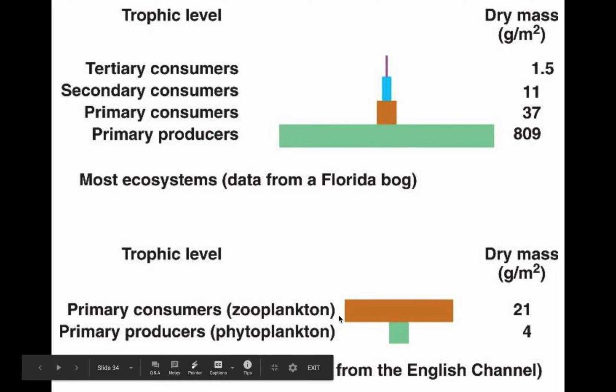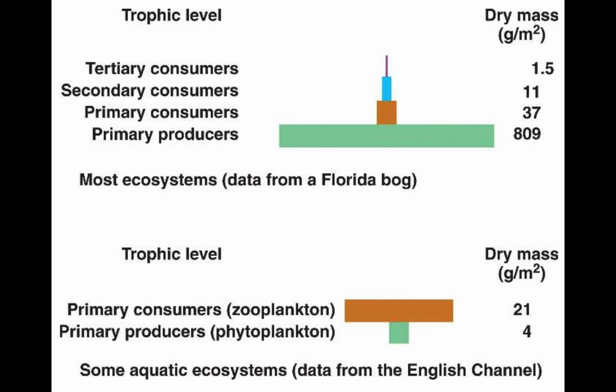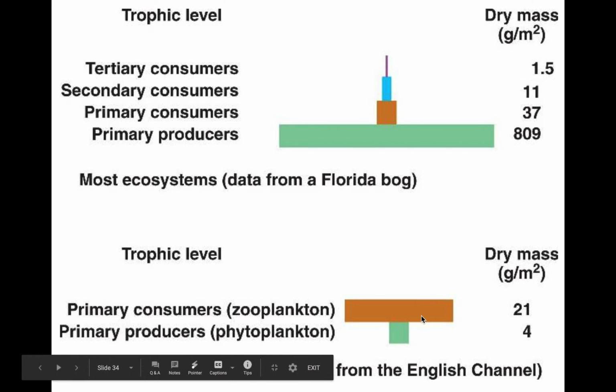But some aquatic ecosystems can actually have this opposite type of structure, like the upside down pyramid. For this, the primary producers would represent phytoplankton, which are basically photosynthetic algae that float in the water. And the primary consumers represent zooplankton, tiny little animals, microscopic organisms.